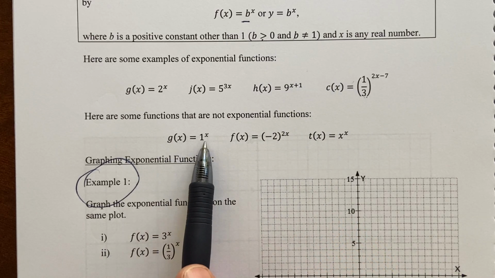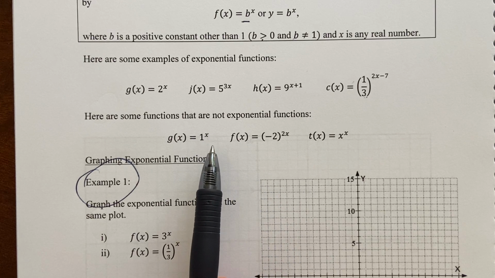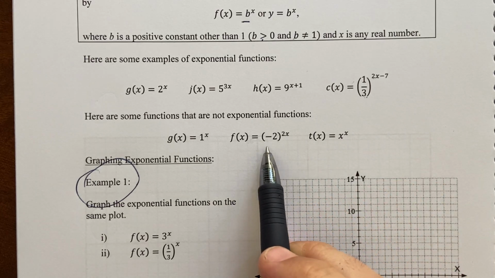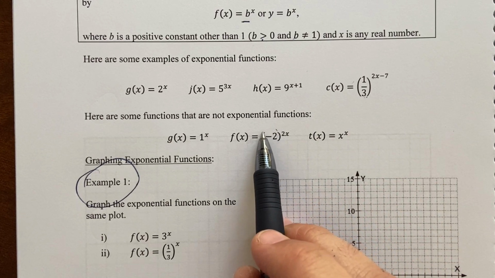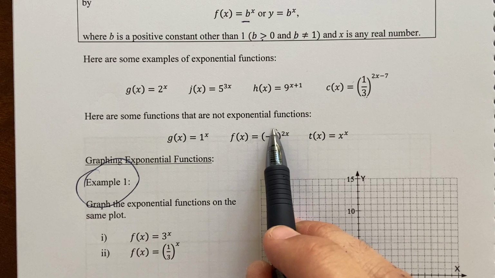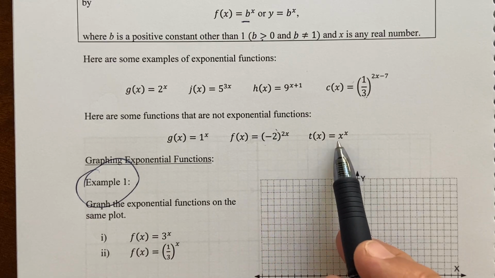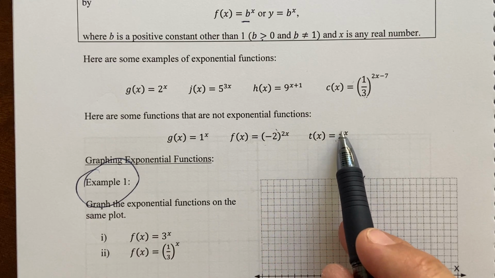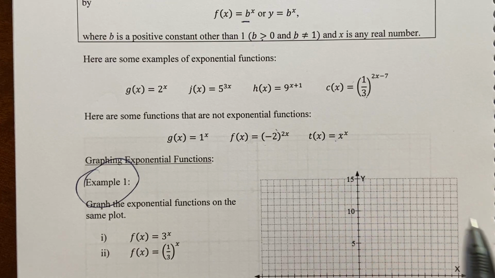Here are some non-examples. 1 to the x, that is not exponential. And if you use the point plotting method, maybe you can see why that's not exponential. -2 to the 2x, the base needs to be positive. So that's why this one is not exponential. X to the x, the base needs to be a number. It can't be the variable.